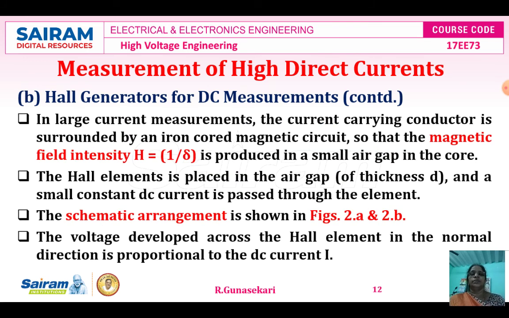In large current measurements, the current carrying conductor is surrounded by an iron core magnetic circuit so that the magnetic field intensity H equal to I by delta is produced in a small air gap in the core. The Hall element is placed in the air gap of thickness d. A small constant DC current is passed through the element. The schematic arrangement is in figure 2A and 2B. The voltage developed across the Hall element in the normal direction is proportional to the DC current I.